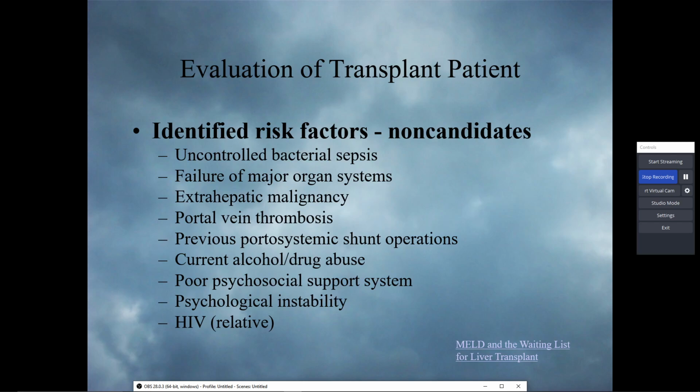And then lastly, psychological instability. Are you going to be able to maintain the very strict and structured regimen of medications that you are going to have to start? Are you going to be able to get through this, essentially? And then the HIV I already mentioned as well.